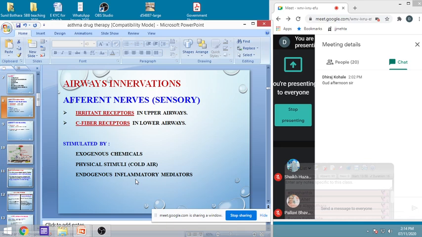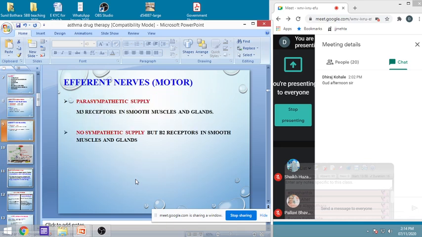These are causing the stimulation of these receptors, and from that the respiratory center will act through the efferent nerves. An example of these is the parasympathetic supply on the M3 receptors in smooth muscles and glands. This will cause contraction of smooth muscles and an increase in secretion from the glands. There is no direct sympathetic supply, but yes, beta 2 receptors are present in the smooth muscles, just like they are present in blood vessels and glands.